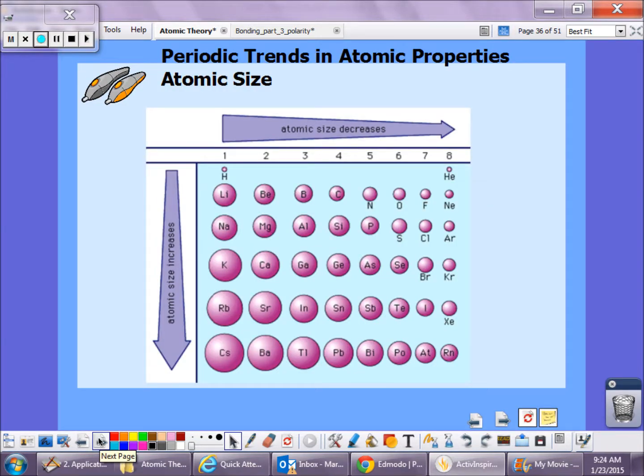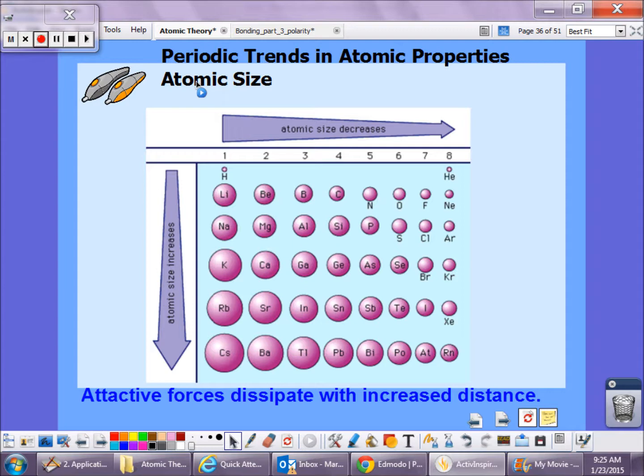So this is periodic trends in atomic properties. Okay? Atomic size, atomic radii, different terms you will be using. The attractive forces dissipate with increased distance. The farther those electrons are from the nucleus, the larger the atom will be. That means less attraction toward the nucleus.